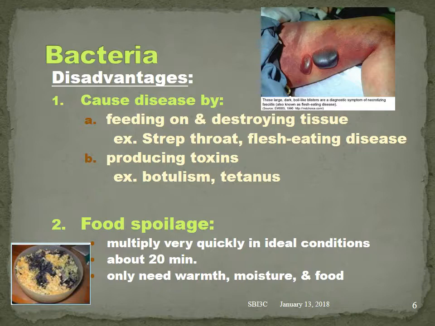So remember when we talked about binary fission, how under ideal conditions, some bacteria can actually replicate in 20 minutes. Well, that can happen and cause all sorts of problems when it comes to food spoilage. All they really need is a nice warm environment, some moisture and some food, and they're off, right? They're reproducing by binary fission and growing out of control.